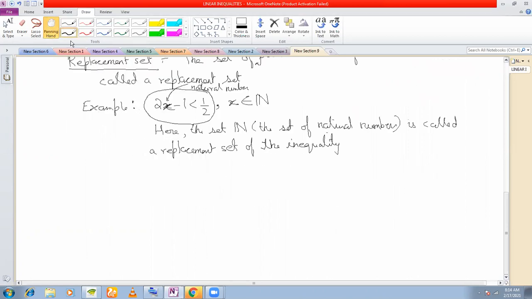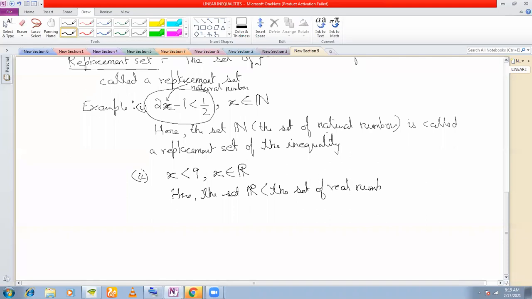Let us take another example of a replacement set. Let's say I say x less than 9, where x belongs to R. So here the replacement set is the set R, the set of real numbers, is a replacement set.